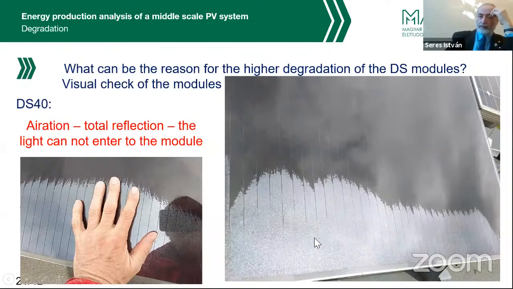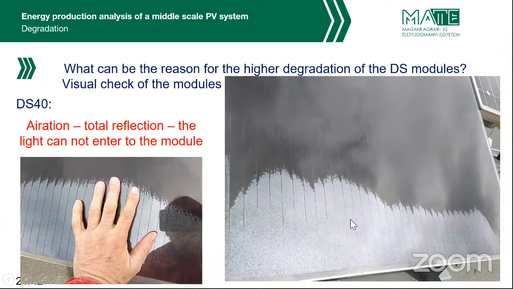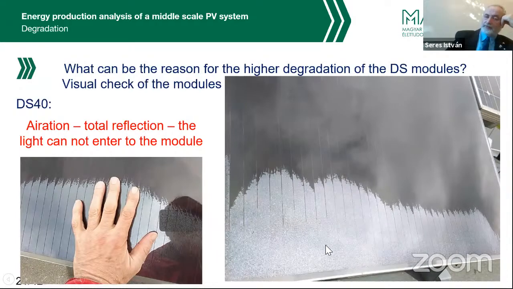And of course, these air bubbles will decrease the useful energy, because when the light is coming to this region, then because of the total reflection, you can know it from the physics, a big part of the light is reflected back. As you see here, when we see the black color of the module, that means most of the radiation was absorbed. Yeah, of course, from the glass we have reflections. You can see even here the clouds. But here, the biggest part of the light is reflected back from these air bubbles because of the total reflection.